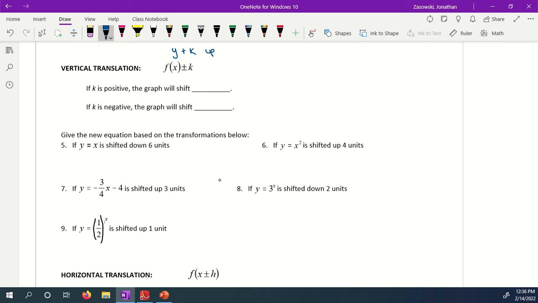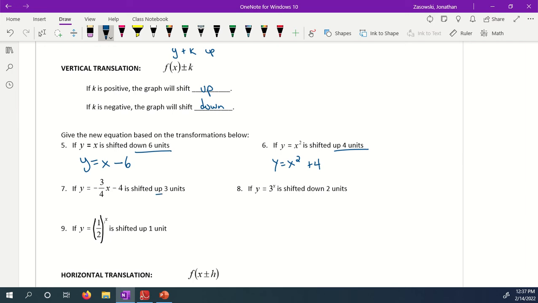So anytime we think about the function itself as f of x, if we add a number to it, that's going to shift up. And if k is negative, we are going to shift down. So y equals x is our function. If I just want to shift down 6 units, just at the very end of the function, I'm going to put a -6. If I want to shift up 4 units, right at the end of the function, so y equals x squared, I'm going to put +4. So we're just going up. When you plug in for x, it takes that answer and just adds 4 to it.